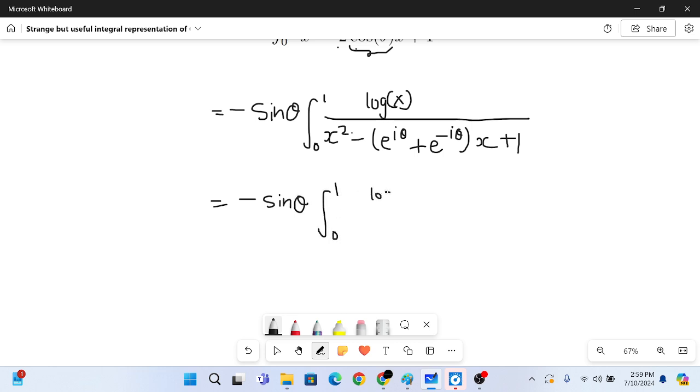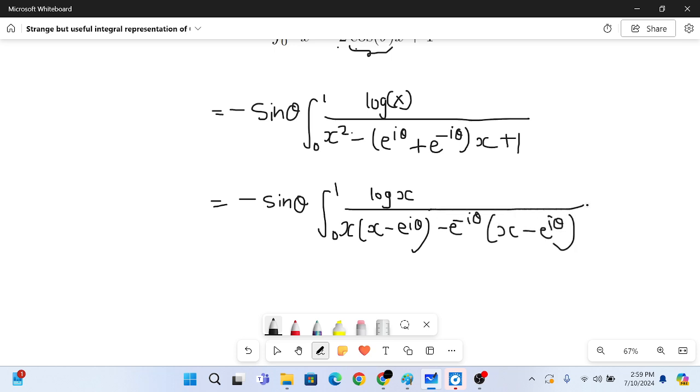Now we can actually factorize this. Okay, so over here we have x square minus e to the power i theta x minus e to the power minus i theta x plus 1. So I can take x common from the first expression. So I get x minus e to the power i theta. And if I take minus e to the power minus i theta, the sign will actually become minus if I open the braces, and that will be x minus e to the power i theta. Yes, and then dx over here. Sorry, this is dx actually.